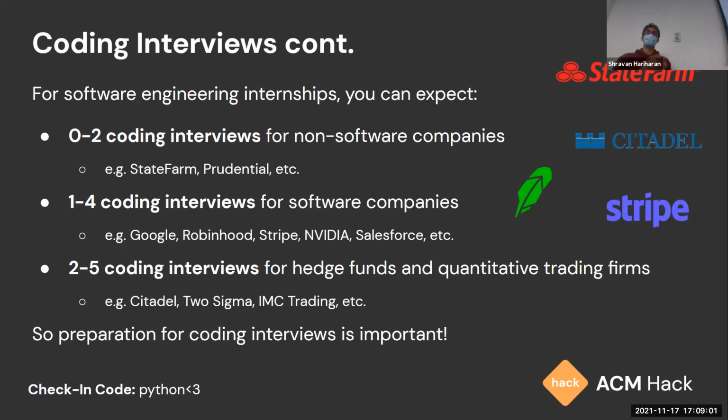For software companies, you can expect at least 1 coding interview for every software company you apply to or interview with. Examples like Google, Robinhood, Stripe, NVIDIA, some of the bigger name companies from the Bay or from Seattle. You're going to be having at least 1 coding interview, sometimes up to 4. And for the big finance or big fintech companies or the quantitative trading firms, generally the companies that pay the highest, they'll have the highest bar for coding interviews. So you might have up to 5 coding interviews for companies like Citadel, Two Sigma, and those kind of companies. If you're not familiar with these company names, that's totally fine. But generally, those finance companies might have higher levels of interviewing.